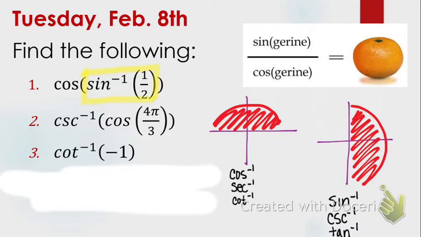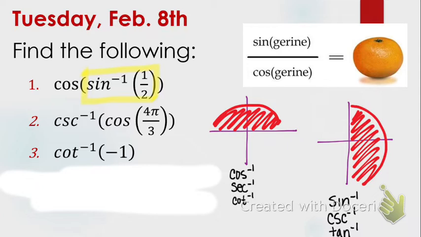Okay, so what angle? Remember for sine, when we're talking about the inverse, we're only looking in quadrants 1 and 4. So what angle in quadrants 1 or 4 has a sine value of positive 1/2? And if it's positive, we know it has to be quadrant 1, not quadrant 4. So what's the angle that has a sine value of 1/2? Pi over 6. Does everybody see that? So the answer to this question that I have boxed in yellow is pi over 6.